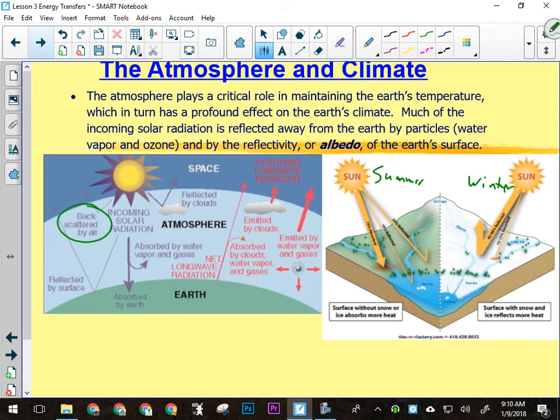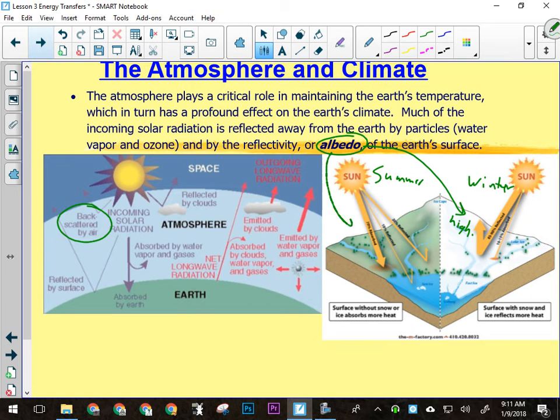Okay, so in this situation, we have what's called a high albedo. That's a term you'll need to know. High albedo means highly reflective. Low albedo means very absorptive.